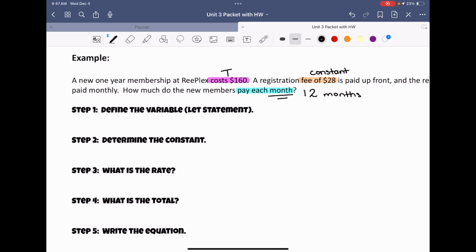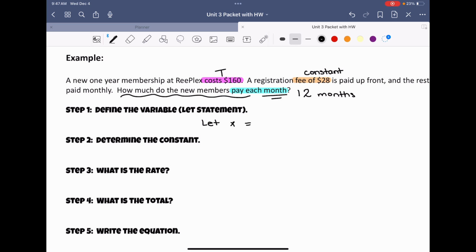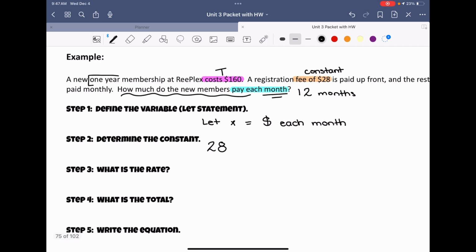Okay, so first thing we're gonna do is define the variable, which is based off of what the question's asking me. So let's say let x equal the amount of money each month. Then it says determine the constant. Well, the constant is that $28 fee. The rate is how many times they're gonna pay. They're gonna pay each month because the total is based off of 1 year. So the rate is 12. And the total is that $160.